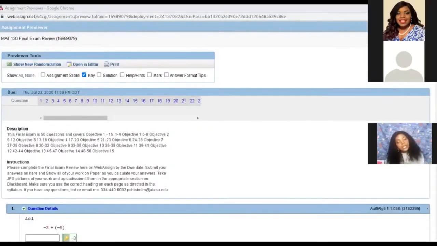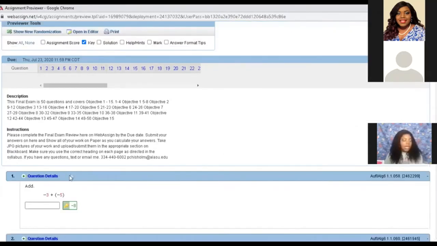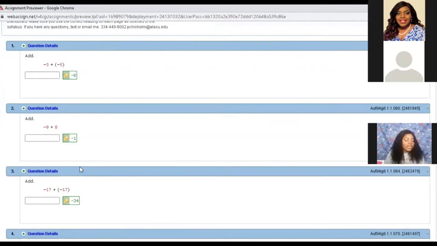Okay, so the final exam is 50 questions, and today we're going to be looking at that final. Like I told you guys yesterday, the order of the final is going to go in the order that the objectives were presented to you. Here in the description, I have all of the information, which questions are from which objective, all of that. So let's jump into it.